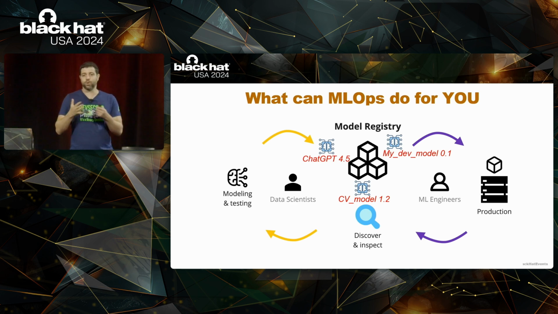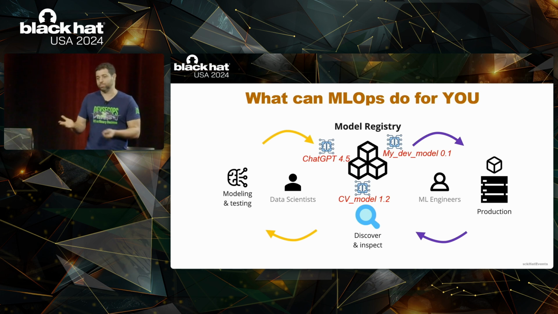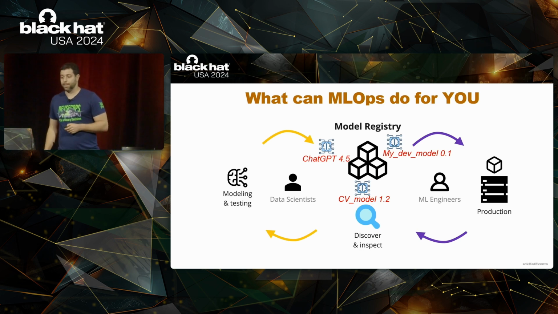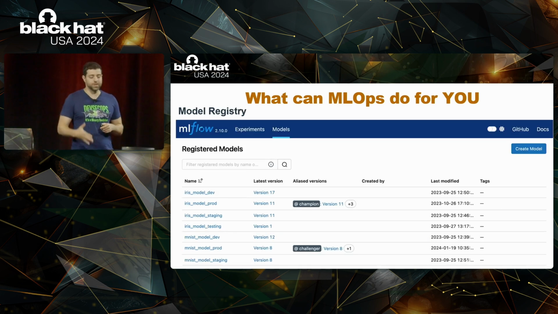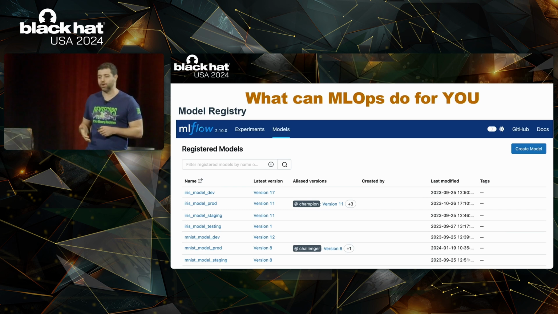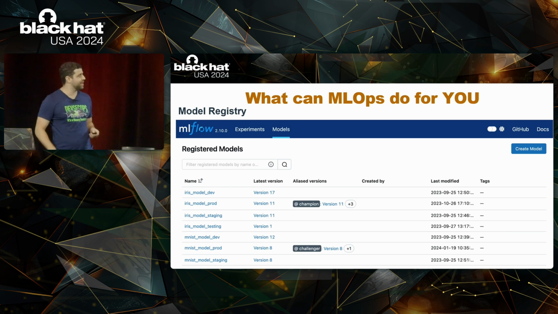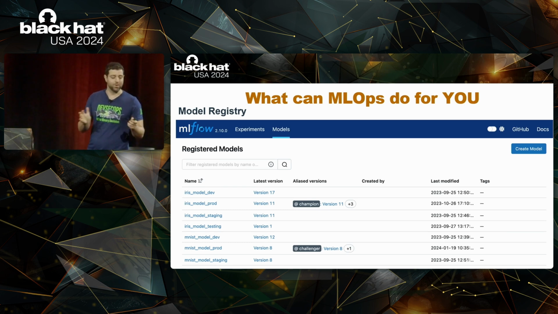All the models live there. So data scientists push new versions of models there and pull and then iterate on them. And ML engineers, when they want to promote a model to production, they usually take a model from the model registry and then push it out to production. So this is an example of a very popular open source model registry, MLflow. So we can see all of the models living happily here with all the versions and aliases, et cetera.